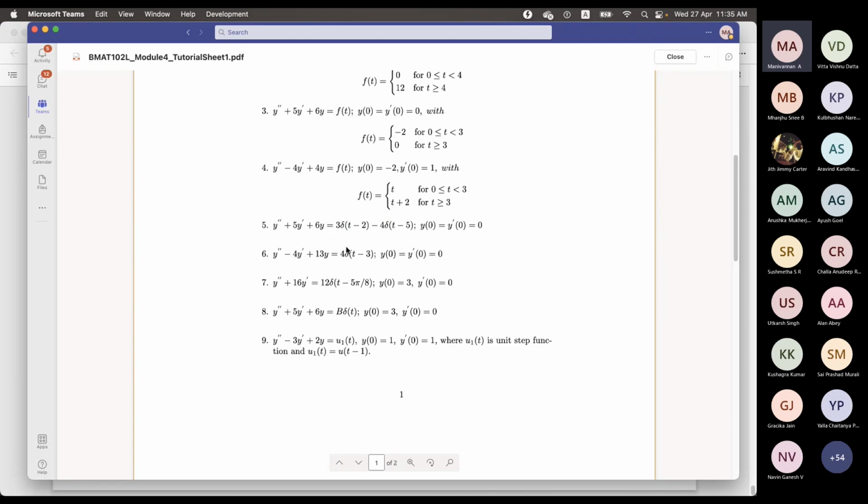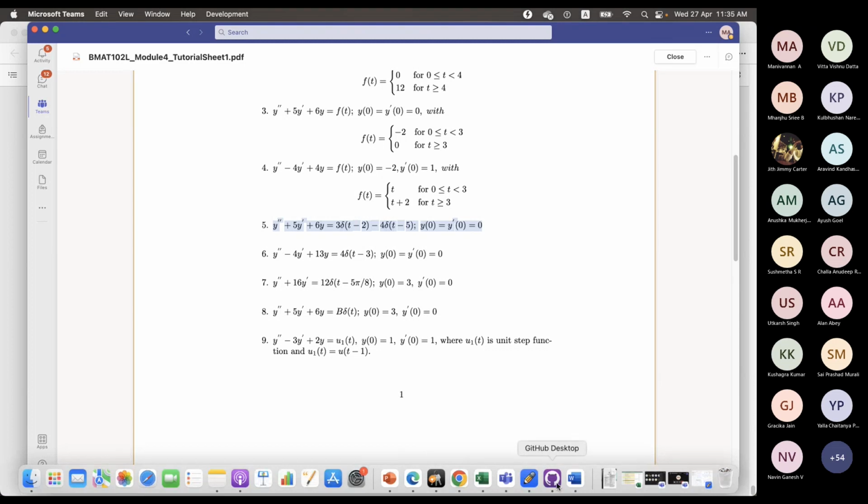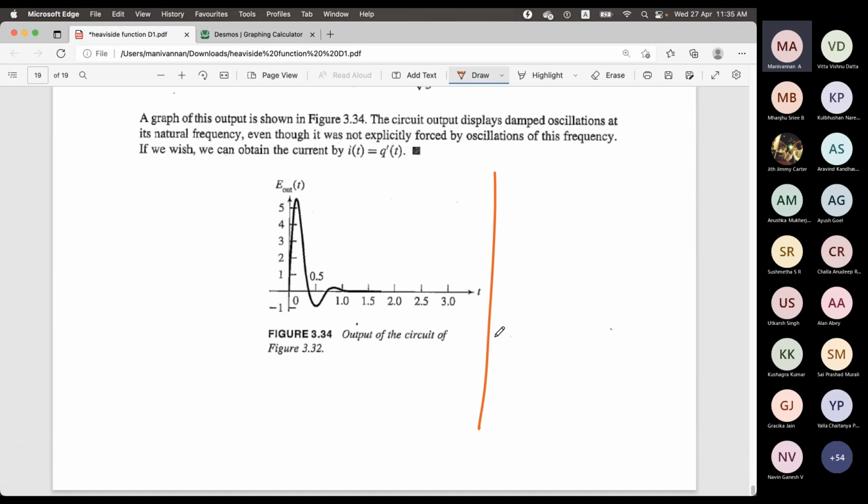Shall I solve this problem if you are interested, students? Yes, sir. Yes, sir. Because you have these functions. Can you read that problem if you have that, since it is a PDF file?